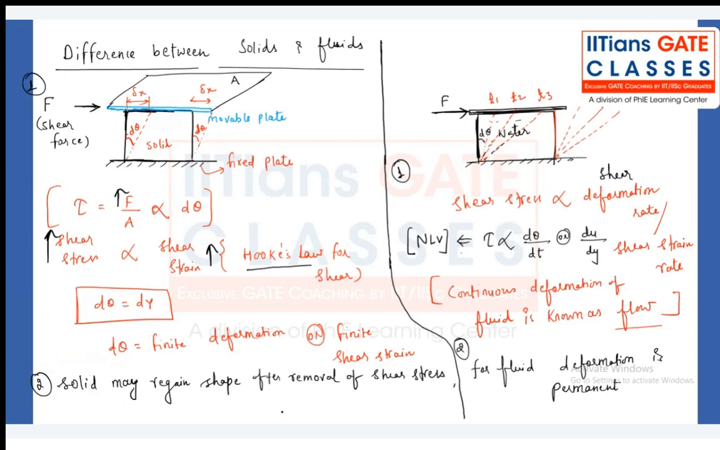That's why I have mentioned in point number 2 that the solid may regain its shape after removal of the stress or shear force. But whereas, my dear friend, for the fluid element, the moment you remove the shear force, the fluid deformation is continuous. It cannot regain its original shape and size. Are you getting my point or not?